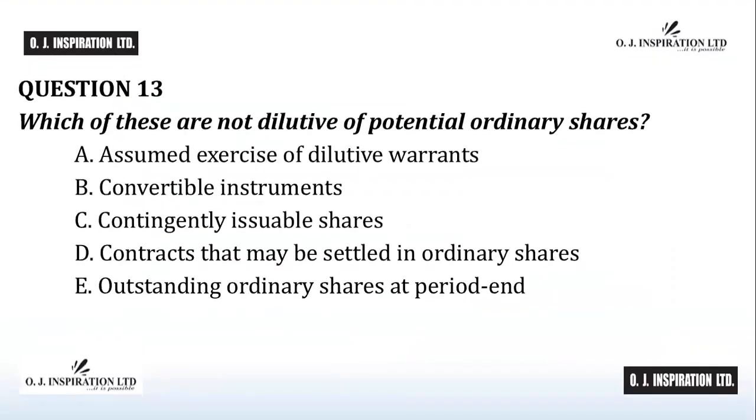Question number 13. Which of these are not dilutive potential ordinary shares? A. Assumed exercise of dilutive warrants. B. Convertible instruments. C. Contingently issuable shares. D. Contract that may be settled in ordinary shares. E. Outstanding ordinary shares at period end.